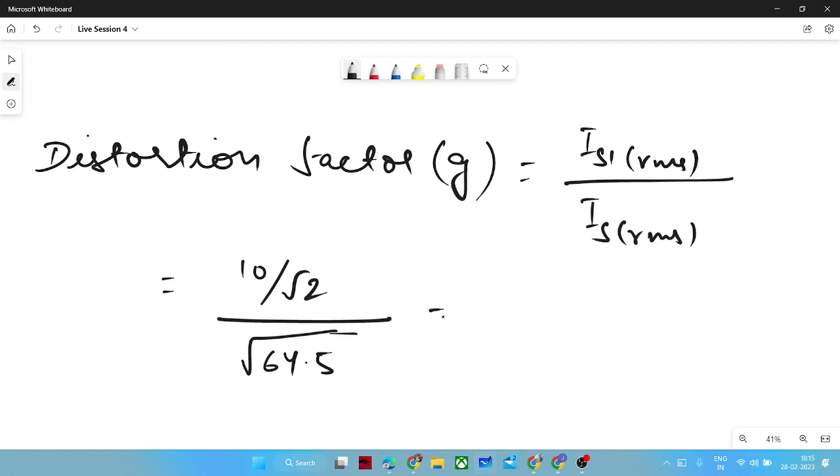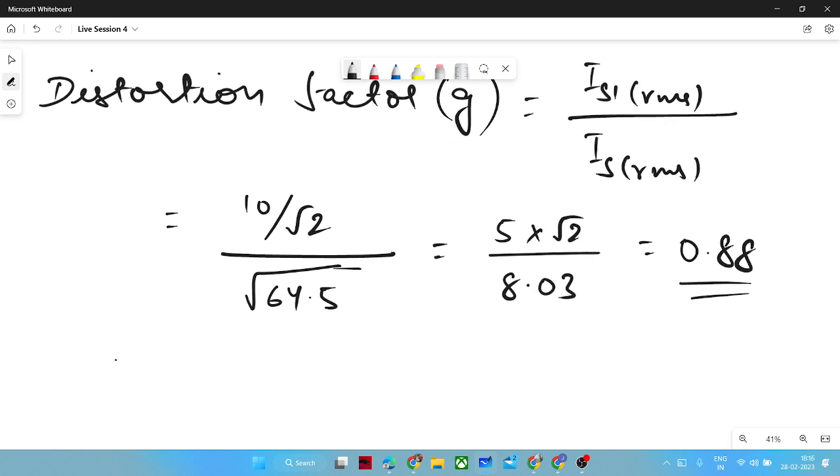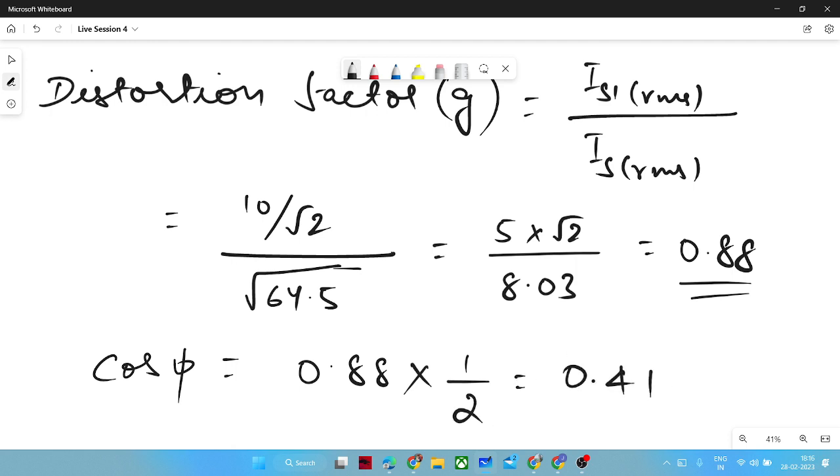The root of 64.5 is 8.03 on the denominator. Okay, 8.03. And the numerator would be 5 root 2, so 5 into 1.41, giving 0.88. So this much would be your distortion factor, and to get your power factor again, you just need to multiply 0.88 into your fundamental power factor, which was cos 60, that is 1 by 2. So again, you will land up at 0.44.